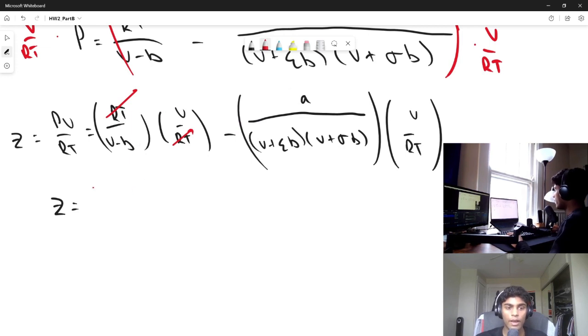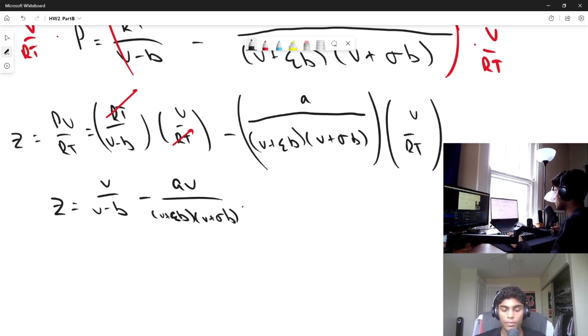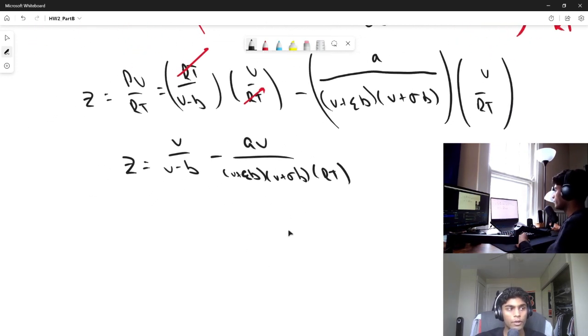And so what we have is V over V minus b, or let's just write that out first. So we have V over V minus b, minus aV over the entire bottom: epsilon b, V plus sigma b, times RT. So if we go ahead and further simplify this, we can divide the top and bottom by V. So we get Z is equal to 1 over 1 minus b over V.